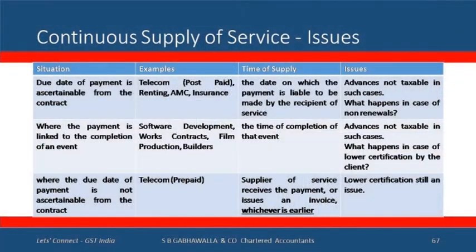Continuous supply of services means a supply of service which is provided or agreed to be provided continuously or on a recurrent basis under a contract for a period exceeding 3 months with periodic payment obligations, and includes supply of service as the central or state government may, whether or not subject to any condition, notify. So just to explain this entire process, we have 3 broad situations. The first situation: the due date of payment is ascertainable from the contract, like telecom, renting, insurance, where you have renewals of insurance. So there is a fixed date. You pay by that date, and that is clearly ascertainable from the agreement and the contract copy.